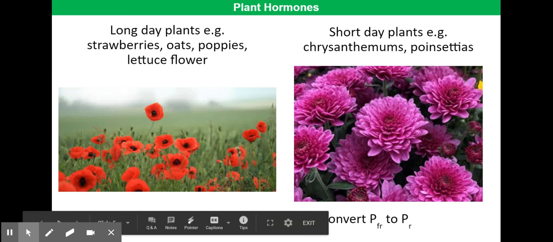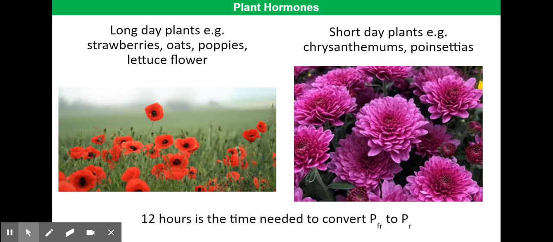We have two different types of plants. We've got the long day plants, which include strawberries, oats, poppies, lettuce, flowers. And these long day plants will only flower when the period of uninterrupted darkness is less than the critical threshold of 12 hours. In long day plants, phytochrome far red stimulates flowering.